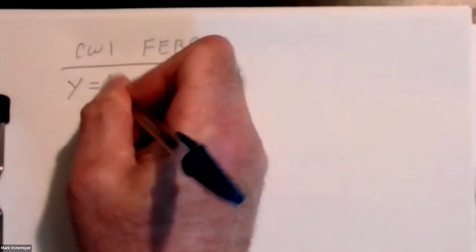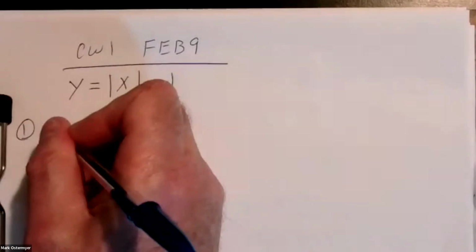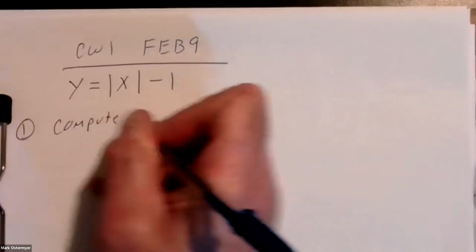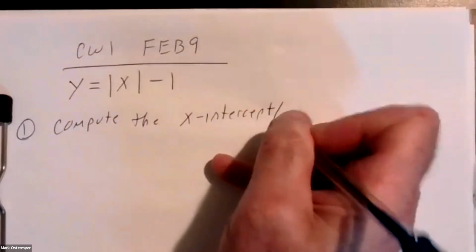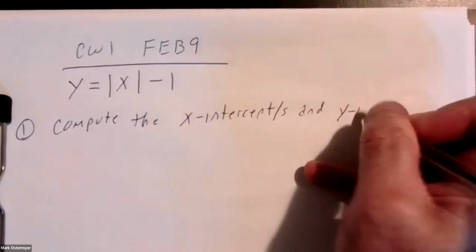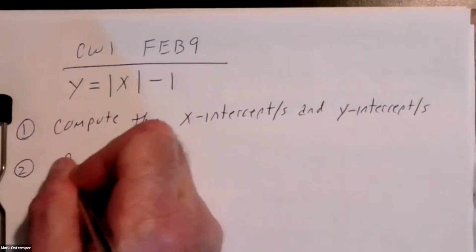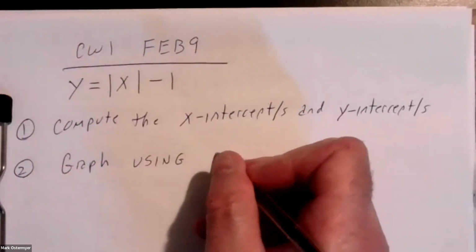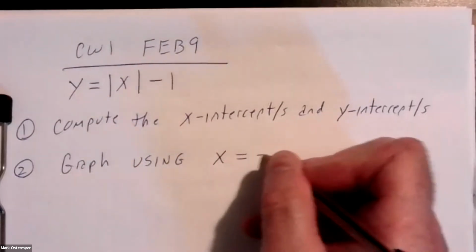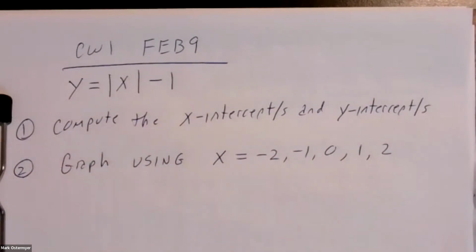Classwork number 1, I'm going to give you a relationship between x and y. And problem number 1 here, I want you to compute the intercepts. Compute the x and y intercepts. Problem number 2, I then want you to graph this equation so that we're all on the same page. I want you to use these values for x. There you go, ladies and gentlemen. We'll call that classwork number 1.